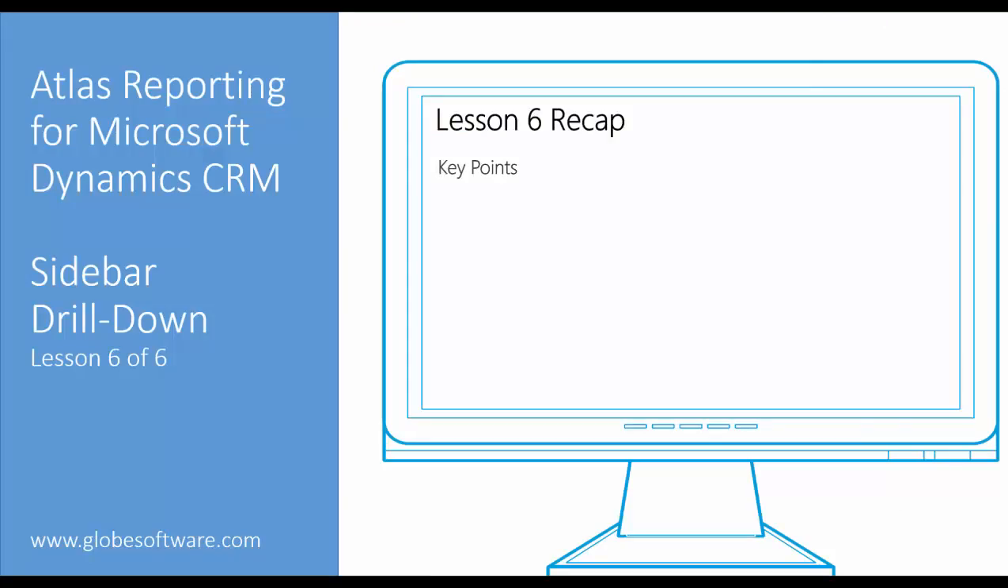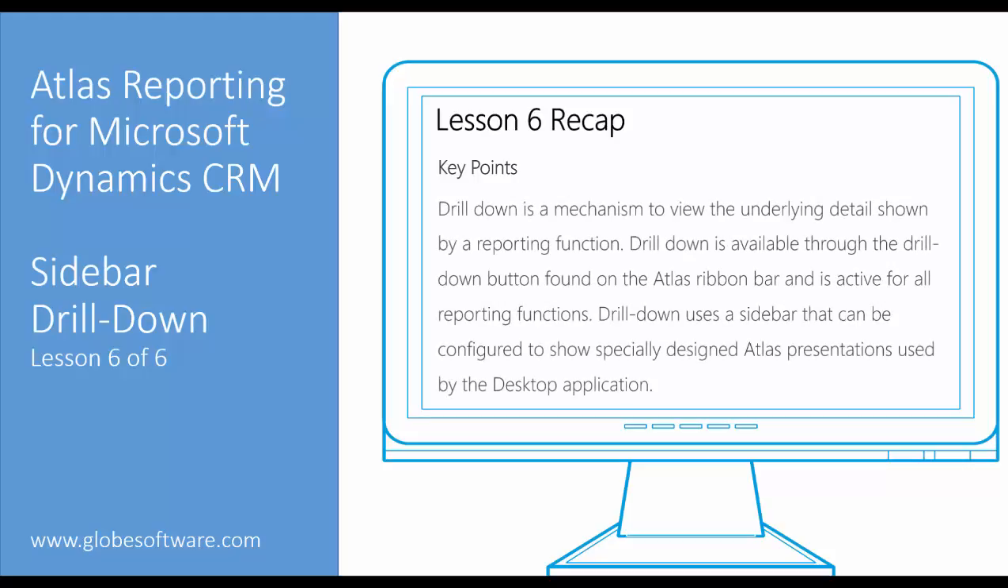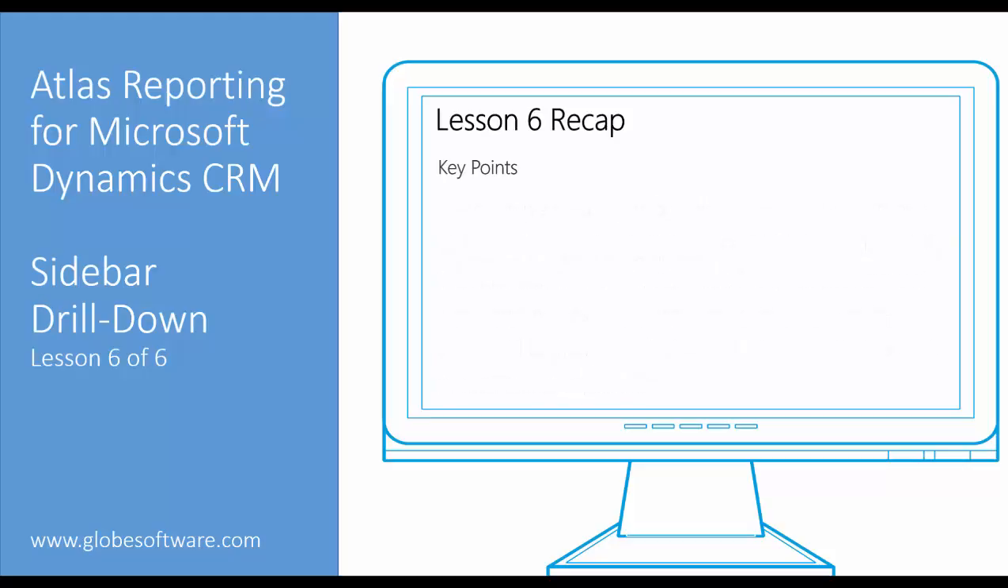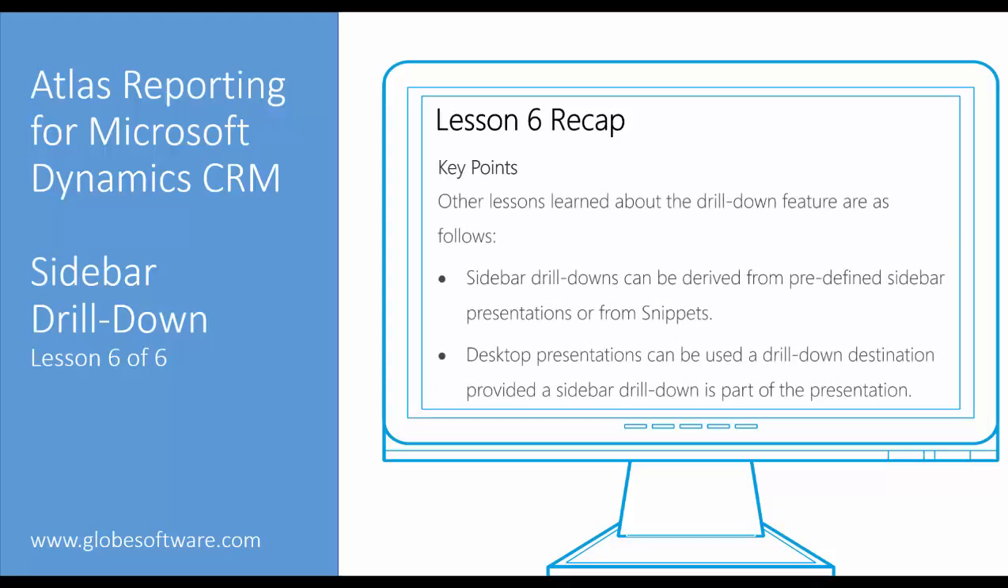Key points. Drill down is a mechanism to view the underlying details shown by a reporting function. Drill down is available through the drill down button found on the Atlas ribbon bar and is active for all reporting functions. Drill down uses a sidebar that can be configured to show specifically designed Atlas presentations used by the desktop application. Other lessons learned about the drill down feature are as follows.